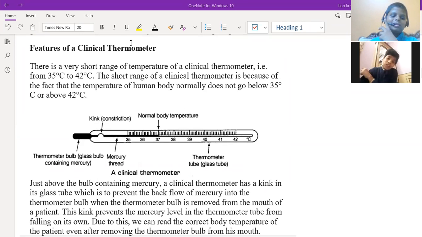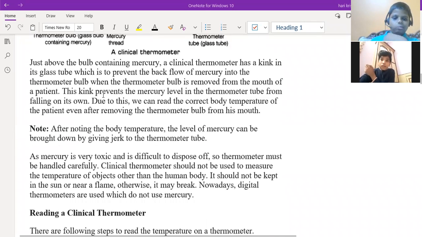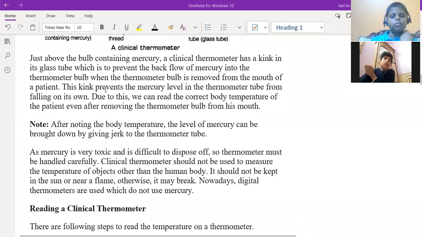Yes, sir. Do not hold it with bare hands. Mercury, which is a liquid metal, is very highly poisonous in nature, very corrosive. So we should not use any damaged thermometers. Sir, you should handle the thermometers carefully so that they don't break. As the mercury is very toxic and difficult to dispose of, the thermometer must be handled very carefully.